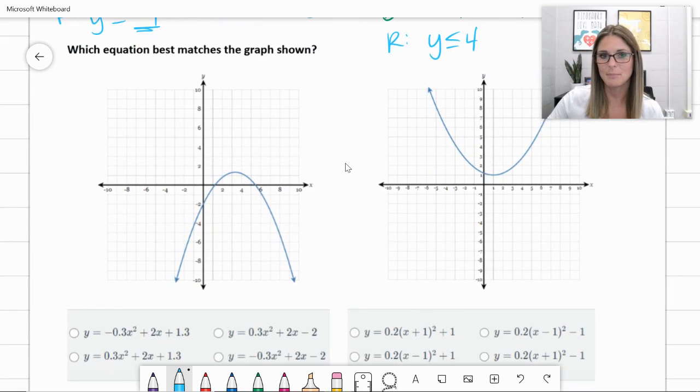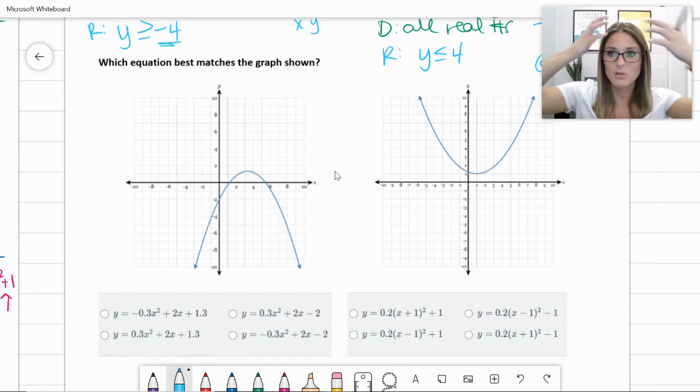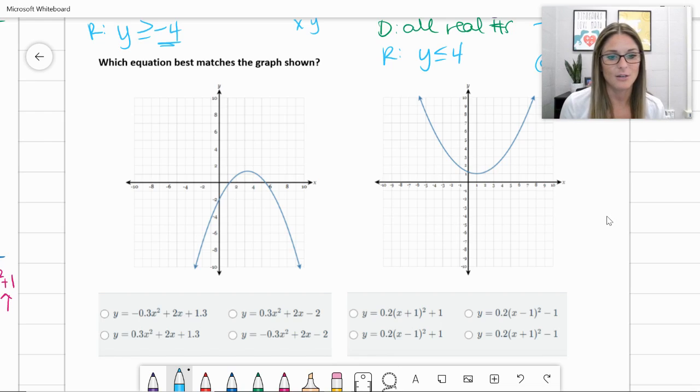Last 2 problems, I pulled them directly from Delta Math because I think sometimes students get to these on Delta Math and they're like, what am I supposed to do here? Am I graphing it on my calculator or setting up tables of values? No. Use everything that we've talked about so far in class. So let's see my answer choices.